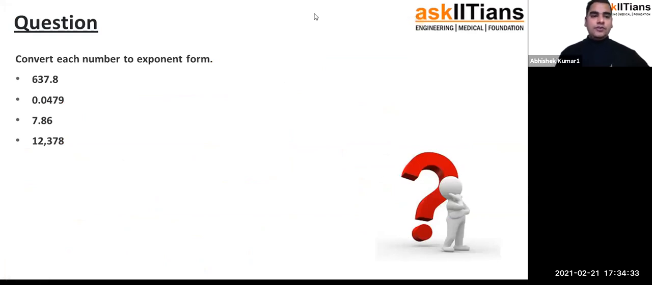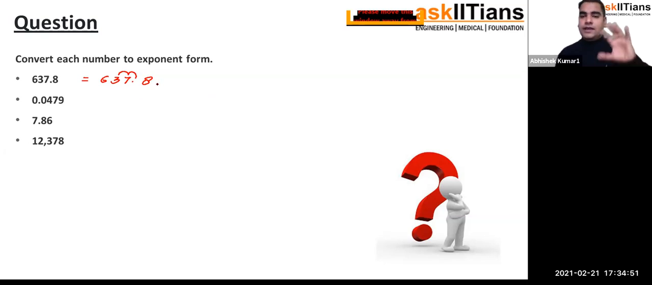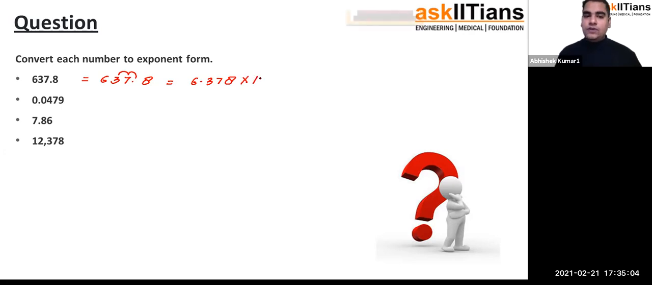So here we have a question. We have to write all the four examples in the scientific form. So this example we have 637.8. Here we need to move the decimal by one position, two positions. We need to move the decimal by two places to the left hand side. So this can be written as 6.378, and because the decimal has been moved by two places, you will have 10 raised to the power 2 as the decimal moved by two places on the left hand side.